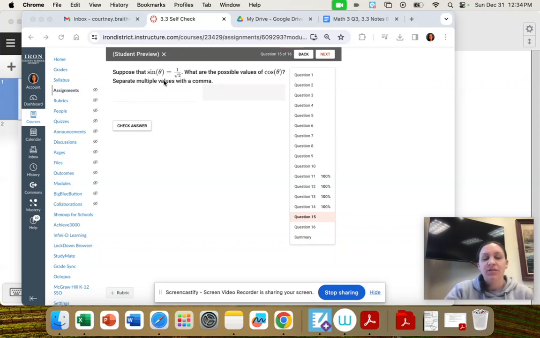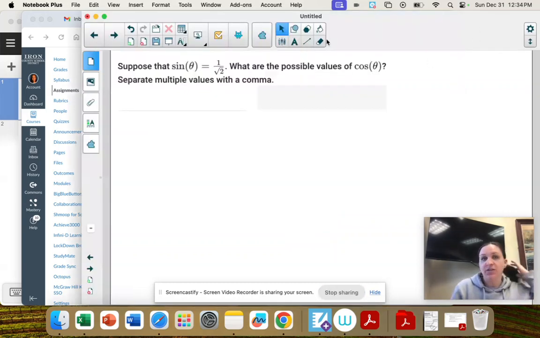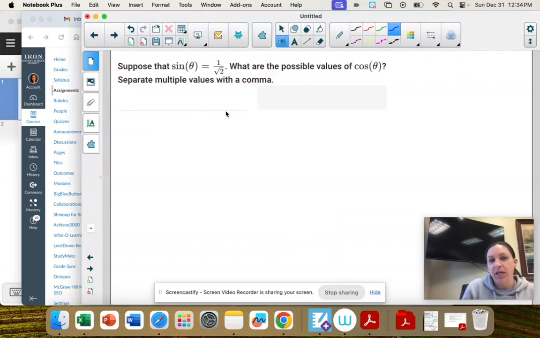Question 15, suppose sine of theta is 1 over the square root of 2. What are the possible values of cosine? Separate multiple values with a comma. So remember in our last one, it told us what quadrant we were looking at. This one doesn't. So when it says separate multiple values, it means we're going to have the positive answer and the negative answer because we don't know which quadrant we're looking at.